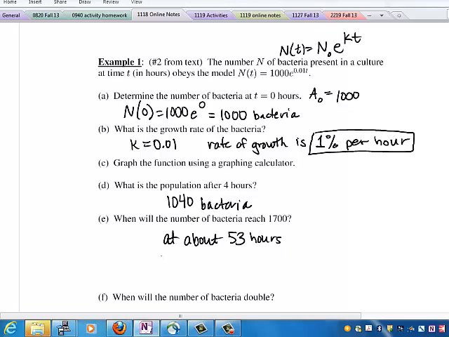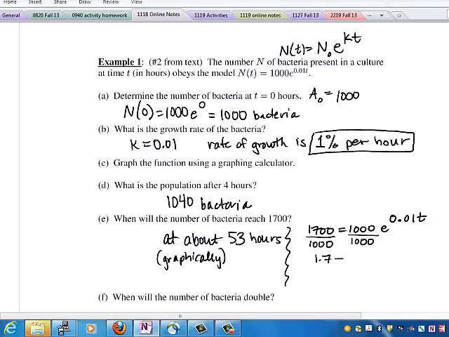So that was graphically, we saw that. Let's also go through this algebraically by hand. So we would set the output equal to 1700. And we want to solve for t, so first we need to get this 1000 out of the way. So divide by 1000. That's going to reduce to 1.7.